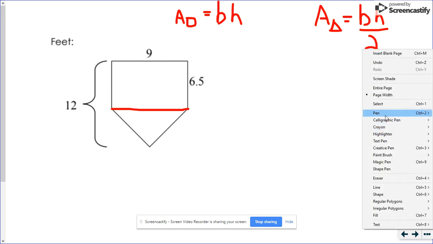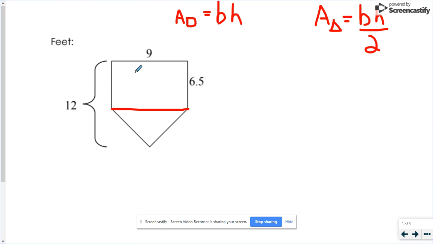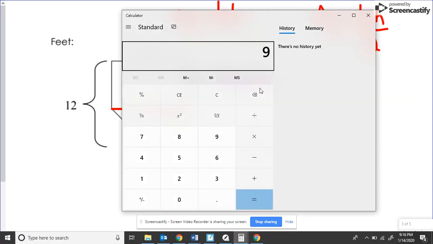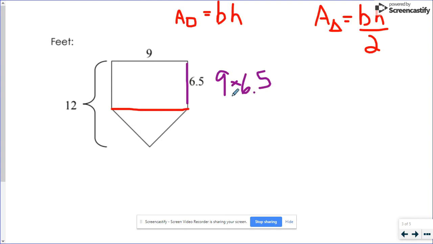So I have 2 different pieces here that I'm going to look at. I'm going to start by looking at my rectangle. I see that the base of my rectangle is 9 feet, and I see that my height is 6.5. So if I do 9 times 6.5, I get 58.5. And that is the area of the rectangle part of my shape.